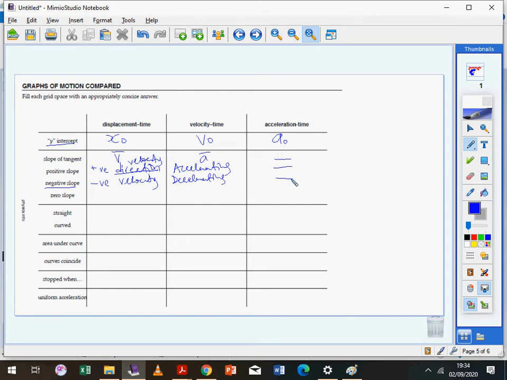If the slope is 0, that means this object is at rest. If the slope of a velocity time graph is 0, it has constant acceleration. And if the slope of an acceleration time graph is 0, that also means that value of acceleration is constant.